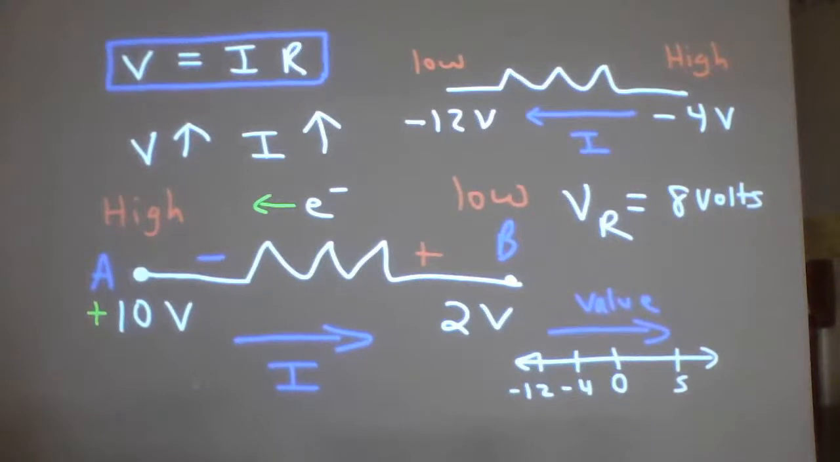So depending on the way you connect it, you can get a reading of positive 8 or negative 8. But if you want to get a positive reading, connect the positive terminal to the high potential part of the circuit and the negative terminal to the low potential part of the circuit. And then you'll get a positive reading.